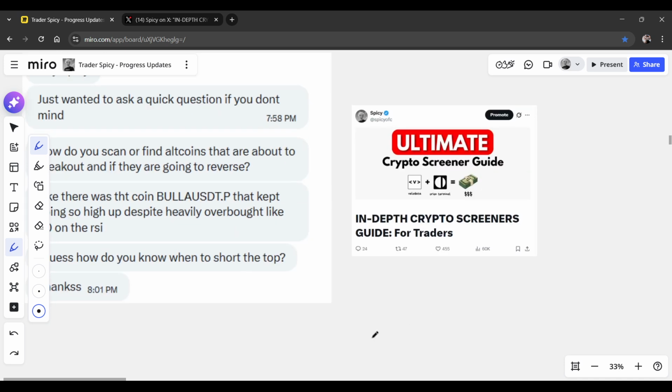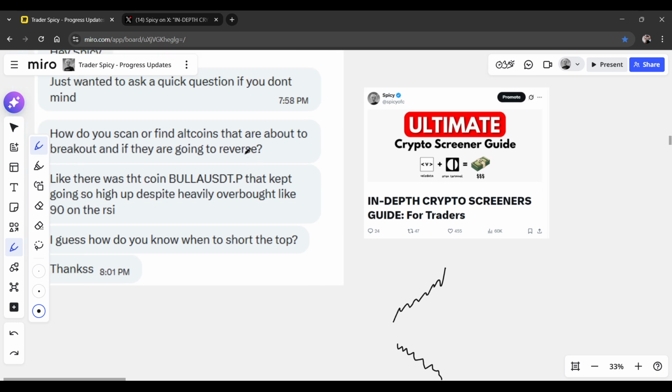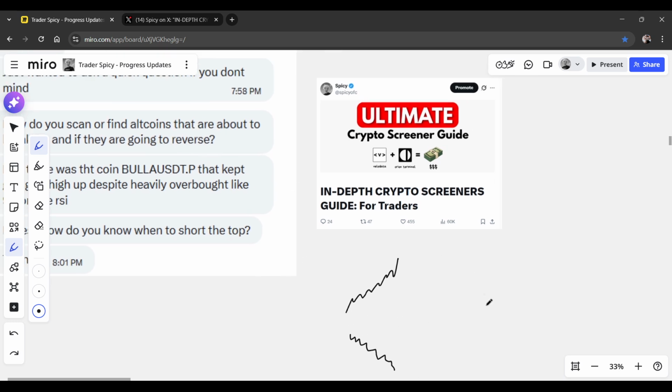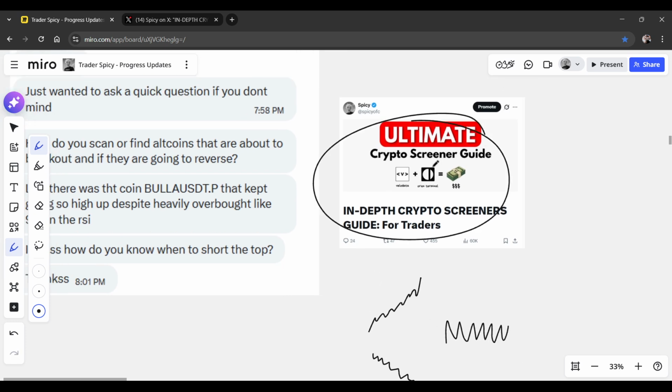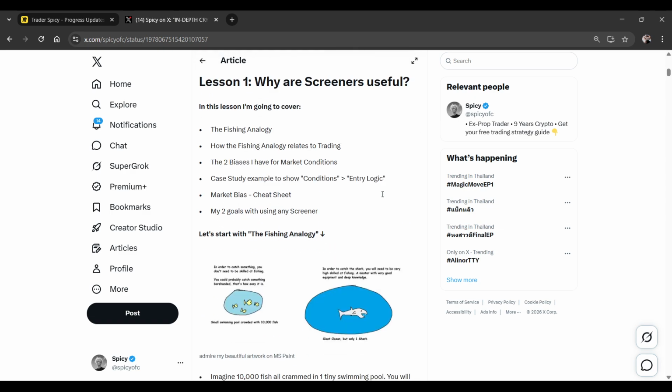So breakout environment is just very trendy. It's very staircase like. So either a huge staircase to the upside or a huge staircase to the downside. Reverse, I only trade these when the market is doing something that looks like that. So this article covers all of it. I'll just quickly show you how detailed I go with this.